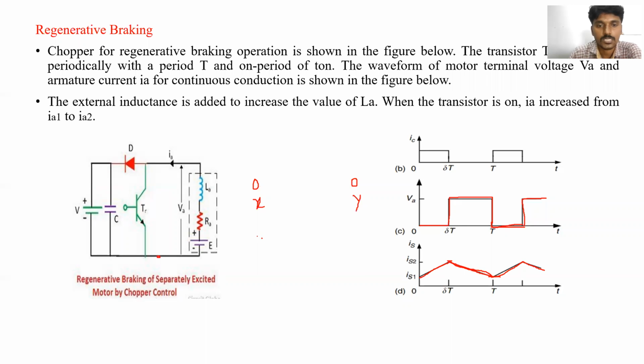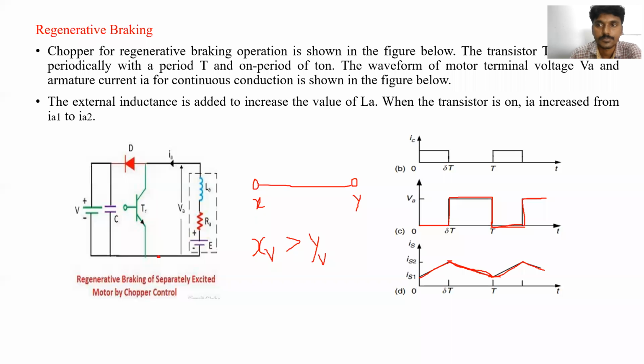If X potential is greater than Y potential, how is the current flowing between these 2 points, from X to Y or Y to X? Anyone please? Payal?